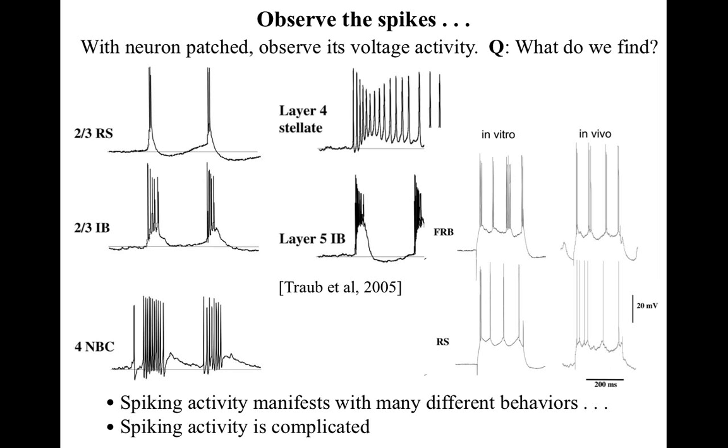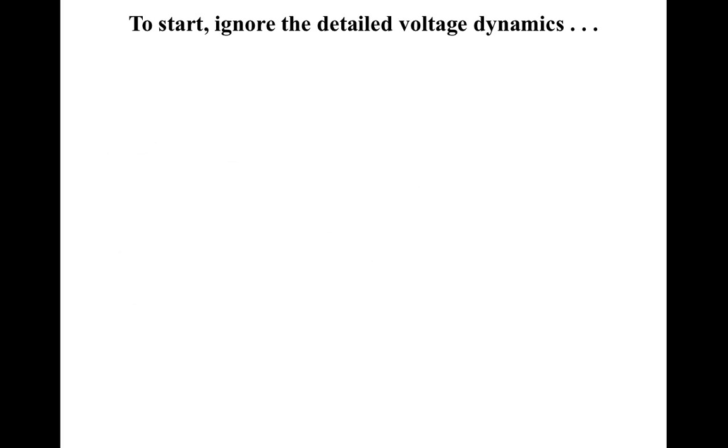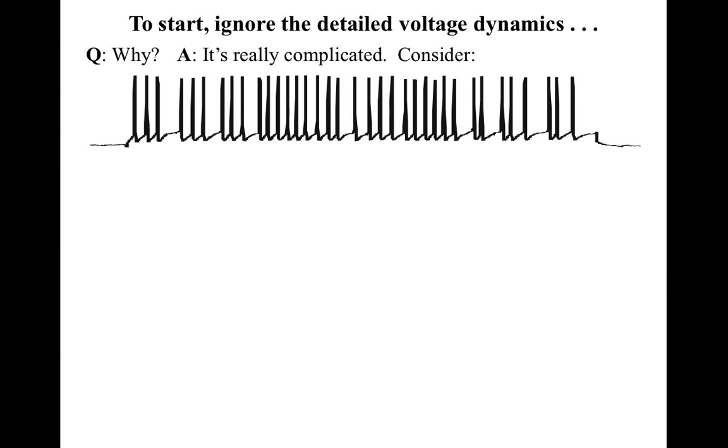And one other observation we can make is that this spiking activity is rather complicated. So it can have different features and shapes. And what we'd like is to develop tools that can tell us a bit about these features and shapes. So what we're going to do to start is we're going to try to simplify. We're going to ignore the detailed voltage dynamics. So why would we do this? Well, one answer is that the data is so complicated we'd like to simplify and make our analysis a little bit simpler. So let's consider, for example, this spike train, which is shown at the top of the figure.